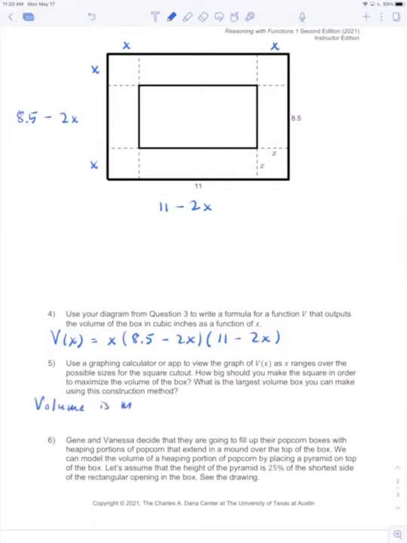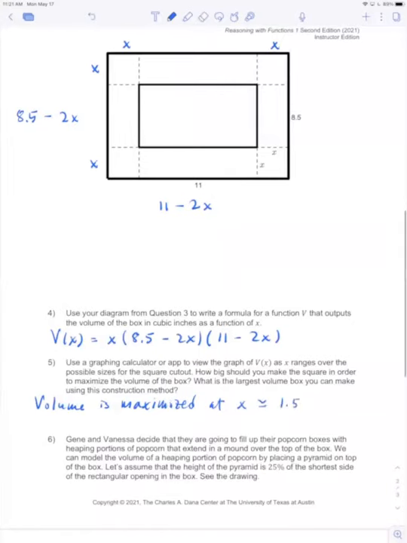The volume is maximized at x, approximately, we're going to round to 1.59. And the max volume is about, we're going to round to 66.1, and that's cubic inches.